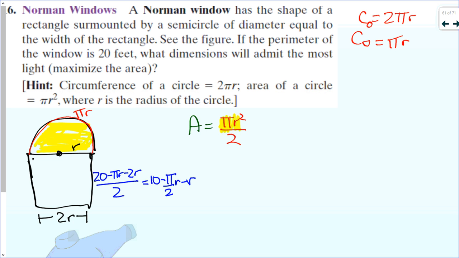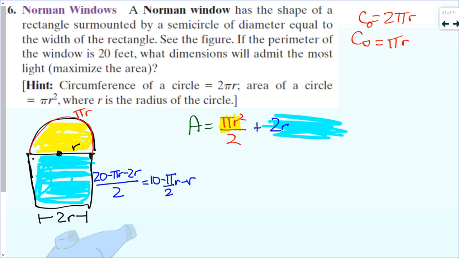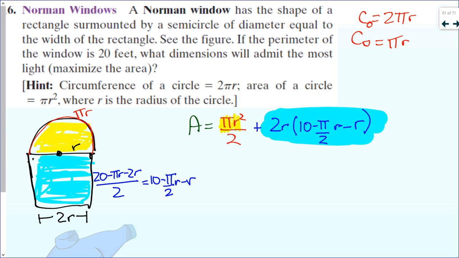And then the rectangle is going to be the length times the width. So the width is 2r, the length is 10 minus pi over 2 r minus r. And that is that piece of it right there. So we have the area of the semicircle plus the area of the rectangle is the total area, and that's how much light gets let in, given we want the distance around the whole thing to be 20. Any questions so far?